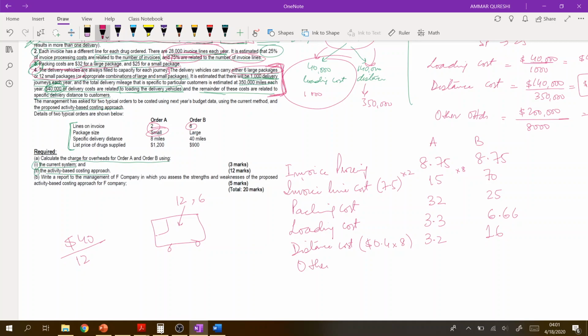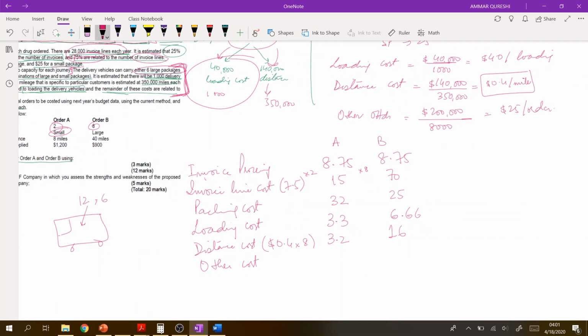And what will be the other cost? Other cost was $25 per order, right? So irrespective of the order, you just have to distribute 25. So 25 for this product, 25 for the other product. So this will be the total cost for both the orders, right?